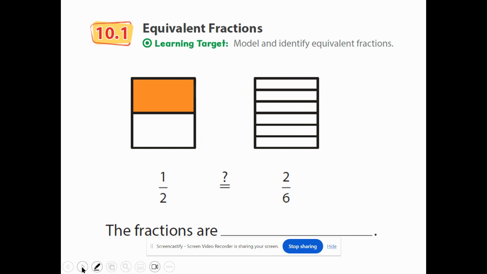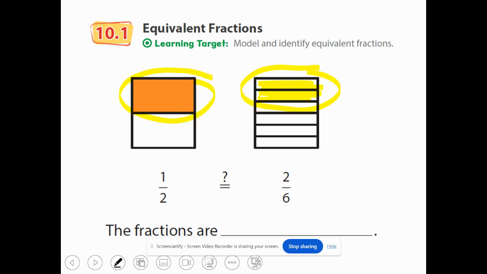All right, 1/2, is it equivalent to 2/6? Well, let's color in 2 of the 6. Does this amount match this amount? Well, if we look, they are not the same amount. 1/2 is actually a bigger fraction than 2/6. So the fractions are not equivalent, not equal to each other.